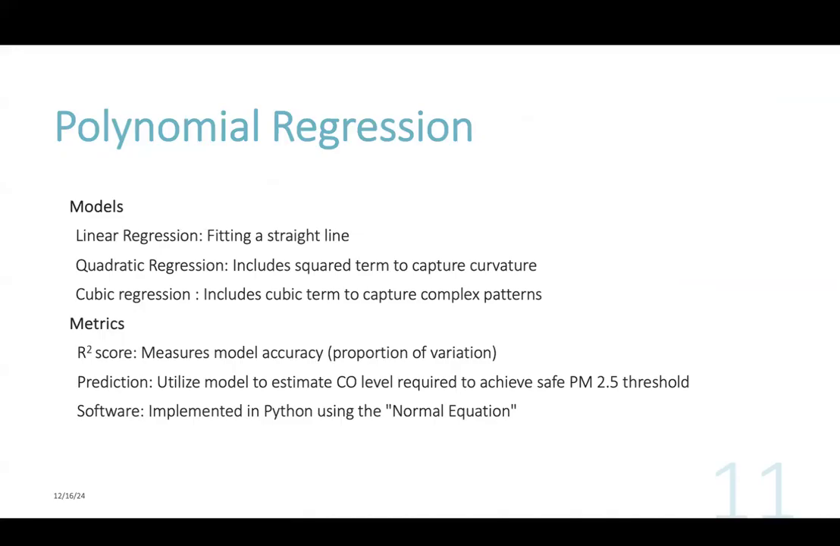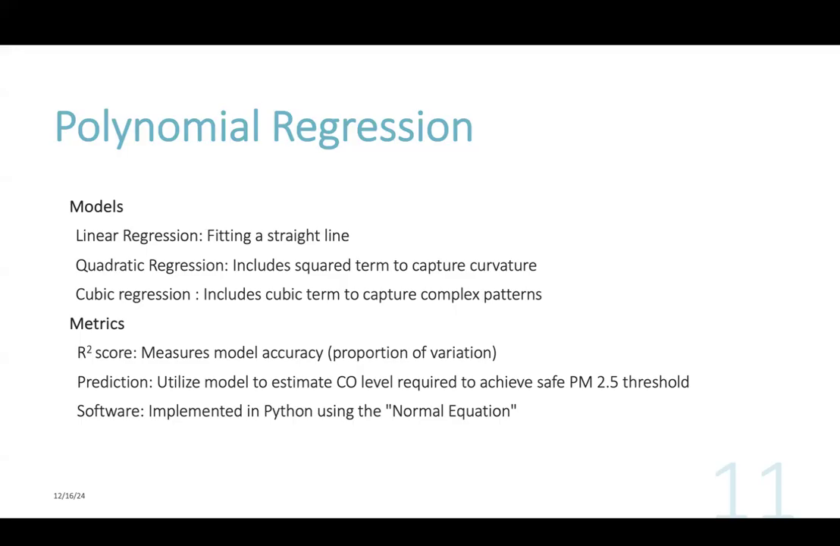Okay, so we decided to use polynomial regression, and the models that we used were linear regression, which means fitting a straight line through the data points. Also, quadratic regression, which includes a squared term to capture some curvature. And finally, we also did a cubic regression where we included a cubic term to capture the more complex patterns.